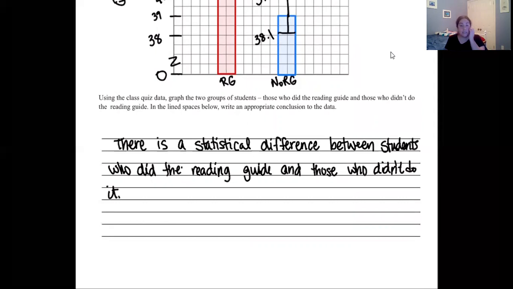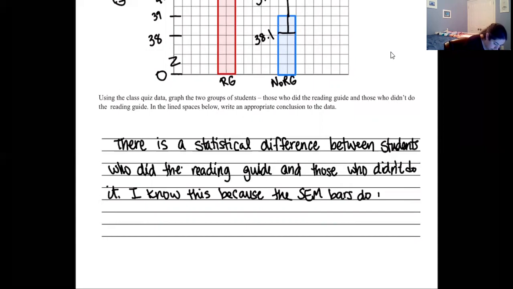Okay, so there is a statistical difference between those who did the reading guide and those who didn't do it. Okay, and then, so that's one part of it. The other point's going to come from, how do you know it's a statistical difference? And the way that you know that, or the way that you back that claim up, is talking about the SEM bars. And so you can simply write, I know this because the SEM bars do not overlap, period.